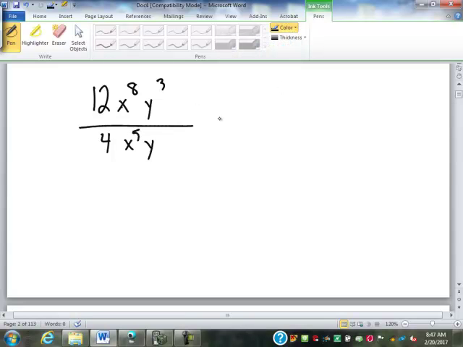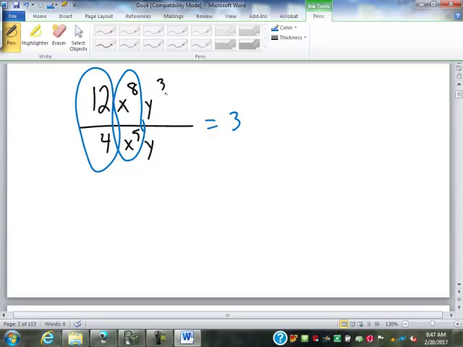Now, we've done division problems like this before, and this one is going to work out just like a division problem. Remember, we divided the numbers first, the counts. What's 12 divided by 4? 3. Good. X to the 8th divided by x to the 5th is x to the 3rd, 8 minus 5 is 3. Now we treat this as y to the 1, so y to the 3rd divided by y to the 1 is y squared, or y to the 2nd.